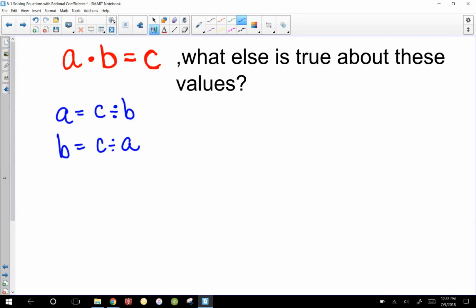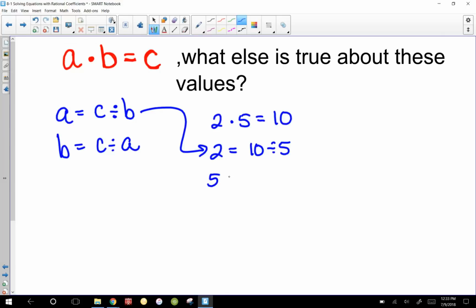Now, if you want to look at just a simple example, let's say a is 2, and b is 5, that means c is 10. Well, if 2 times 5 equals 10, then 2 must be equal to 10 divided by 5. That's this statement right here. And likewise, 5 must be equal to 10 divided by 2. That's that statement right there. So just to give you a concrete example of what we mean by these fact families with multiplication and division, we're going to be using these facts to help us solve equations.